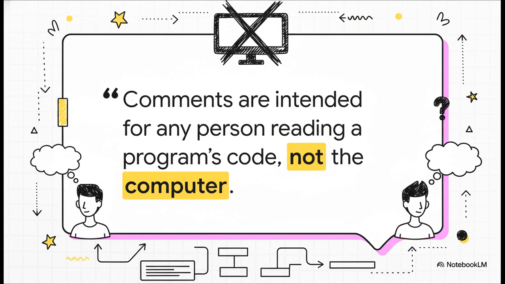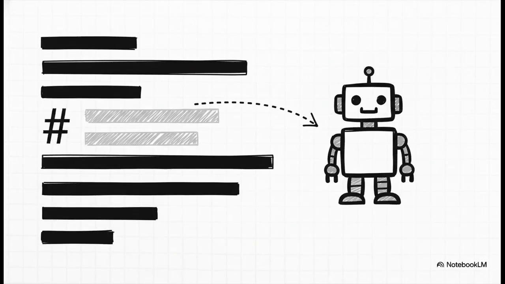Their only job, their sole purpose, is to make the code easier for people to understand. And the way you write one couldn't be simpler. You just type the hash symbol or the pound sign. Everything after it on that same line automatically becomes a comment, and the computer just skips right over it.